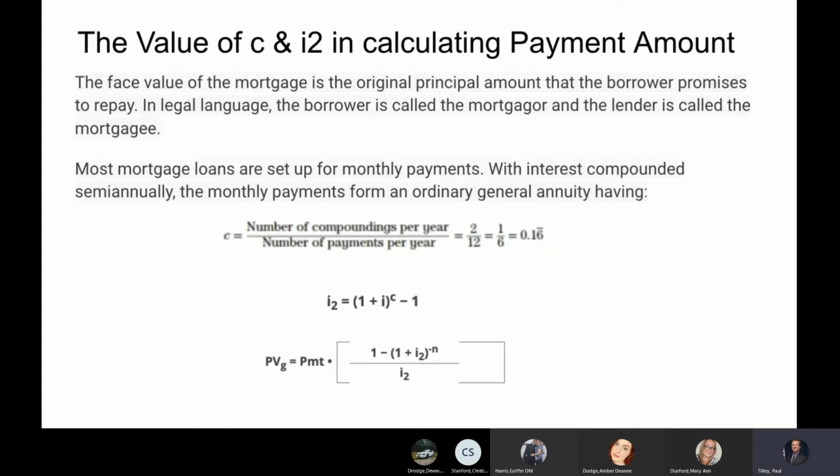You use that in order to calculate the version of I2, where I2 is (1 plus I) to the power of C, minus 1. We've done lots and lots of examples using ordinary general annuities, so that should be familiar. And down below, you'll see there's the present value formula. Present value is the payment times (1 minus (1 plus I2) to the minus n) over I2. Those are all the same formulas we've dealt with before.